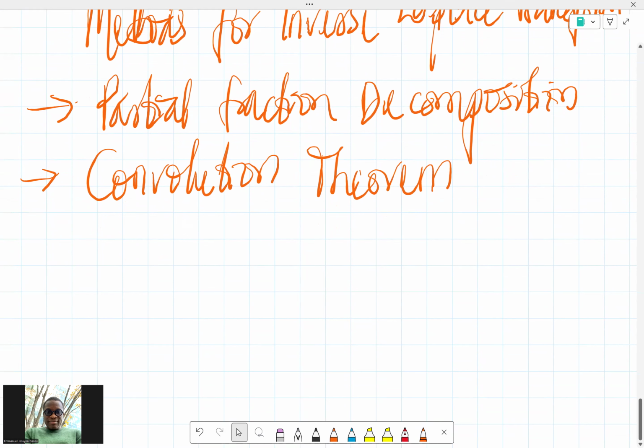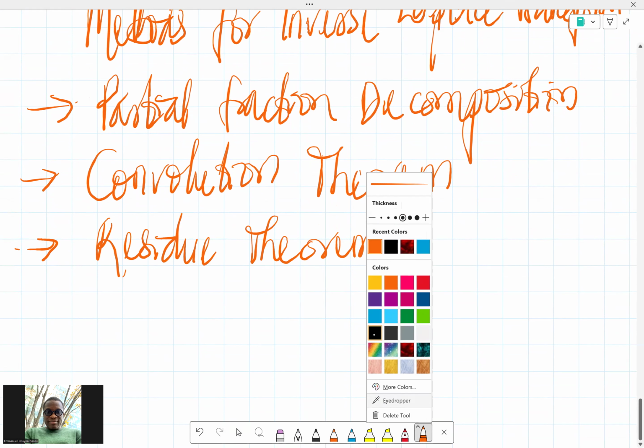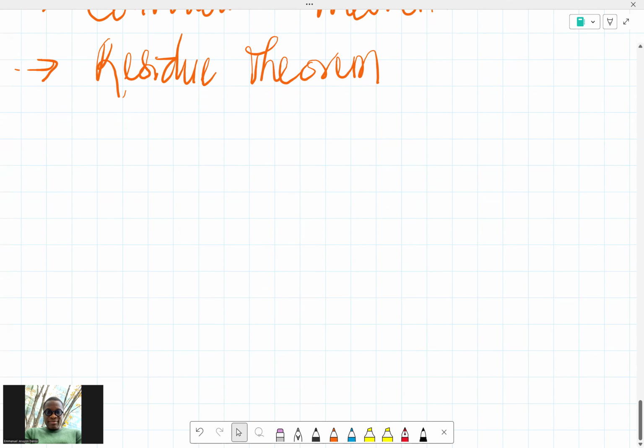That deals with the product of two functions, as we're going to see in some videos down the line. And then we also have, lastly, the residue theorem. There may be other methods for sure, but in this series, I'll be looking at the partial fraction decomposition in the next video, followed by the convolution theorem in another video, and then the residue theorem in the last video under inverse Laplace.